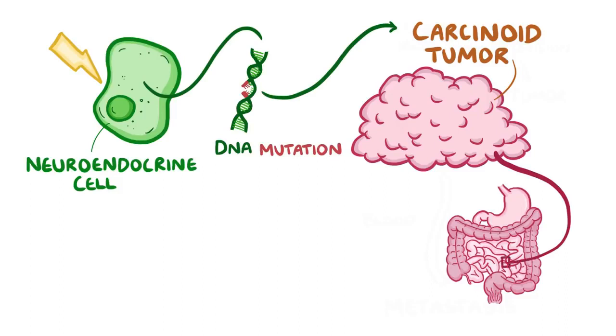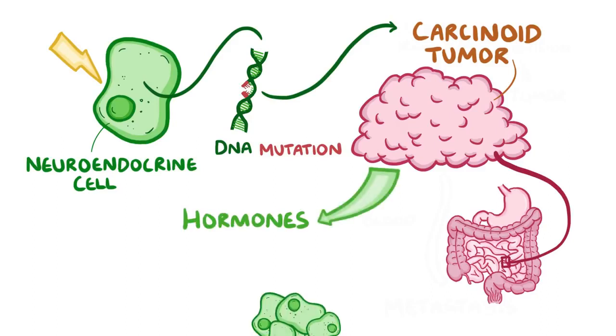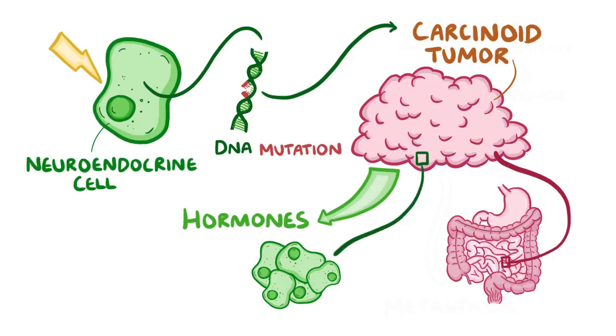Some of the abnormal functions of these cancerous neuroendocrine cells include producing and secreting large amounts of hormones, and, weirdly enough, they also express more somatostatin receptors on their surface, particularly in the gastrointestinal tract, but it's not really known why that happens.